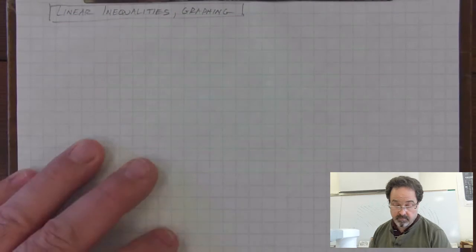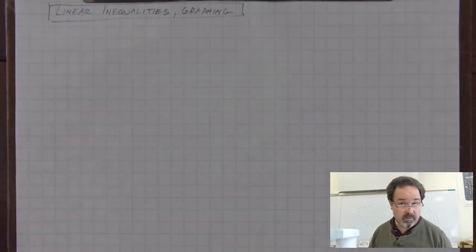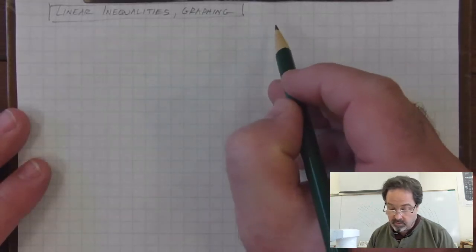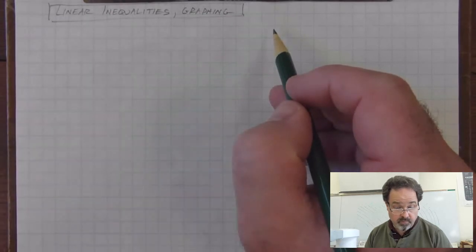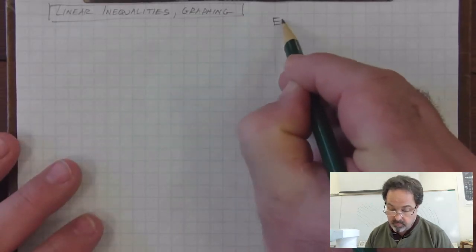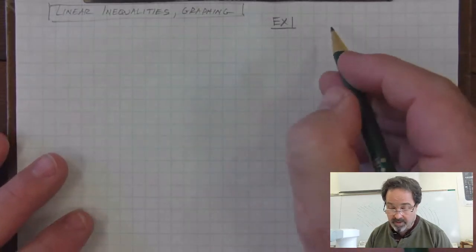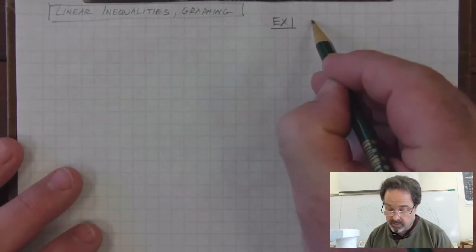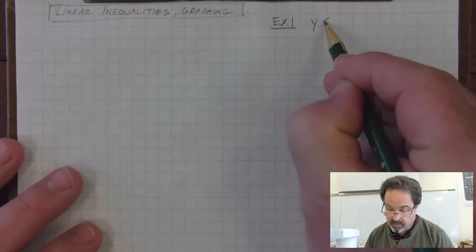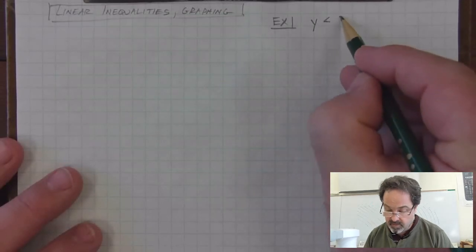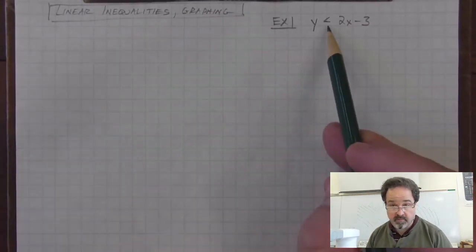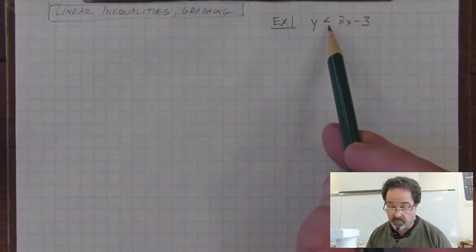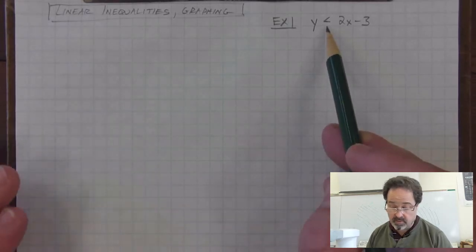Linear is a fancy word for line, or something that looks like a line. An inequality uses the comparison symbol less than, greater than, less than or equal to, or greater than or equal to. So what we mean by a linear inequality is something like this. y is less than 2x minus 3. This is an inequality because the comparison symbol is one of the inequality symbols, in this case less than.